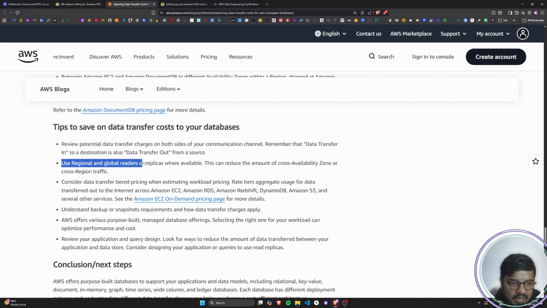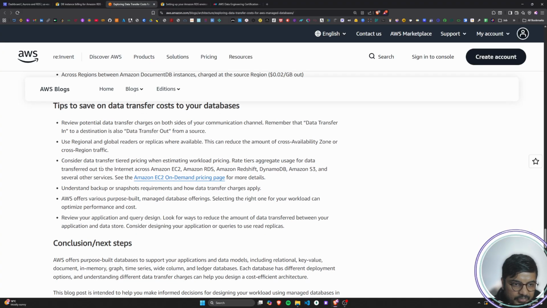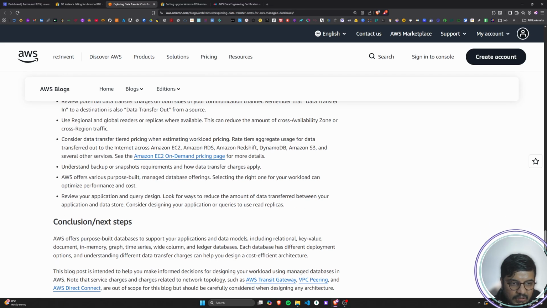Use regional and global readers or replicas where available. You can reduce the amount of cross availability zone or cross region traffic. Consider data transfer tiered pricing when estimating workload pricing, right? Rate tiers aggregate users of data transfer out to the internet across Amazon EC2, Amazon RDS, Redshift, DynamoDB, S3, and several other services. Understand backup or snapshot requirements and how data transfer charges apply.